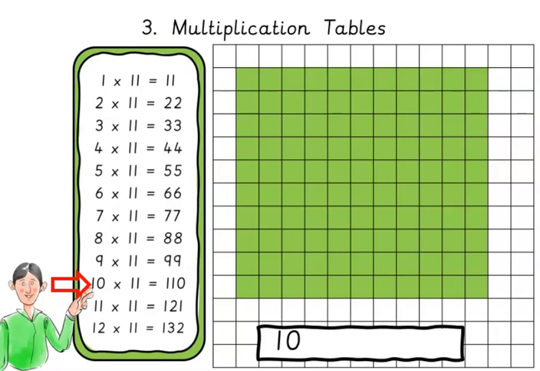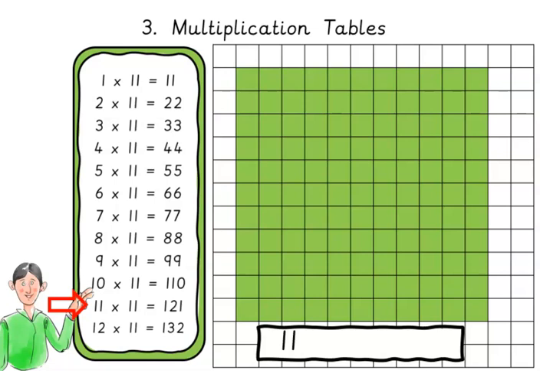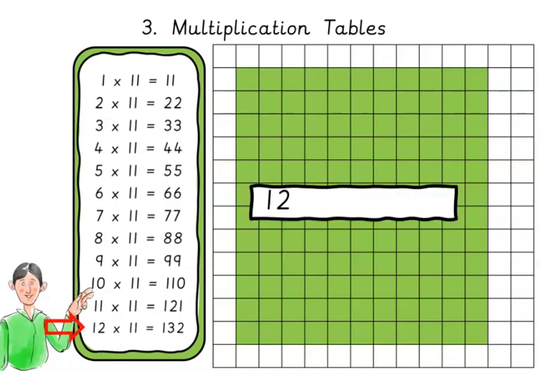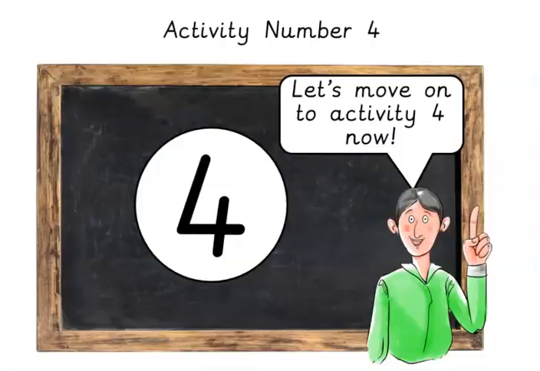10 multiplied by 11. Now this one is a bit different, but remember any number multiplied by 10 will be the same number but just with a 0 at the end of it. So 10 multiplied by 11 is 110. You've got the 0 at the end of the 11. 11 multiplied by 11 is 121. And 12 multiplied by 11 is 132. Great job. Let's move on to activity 4 now.